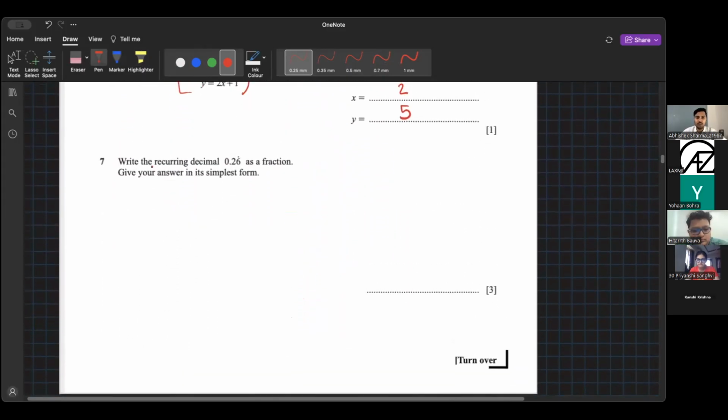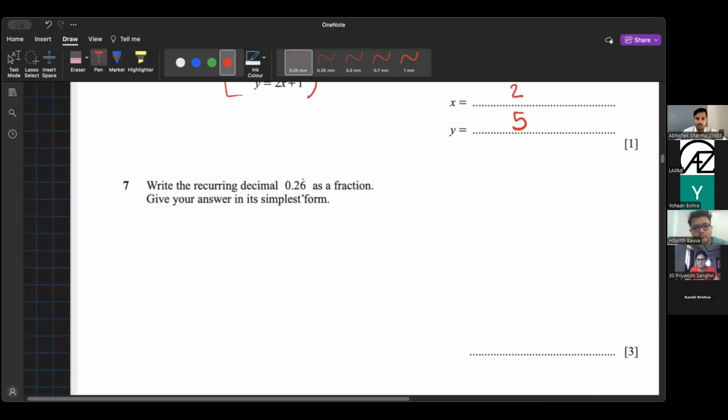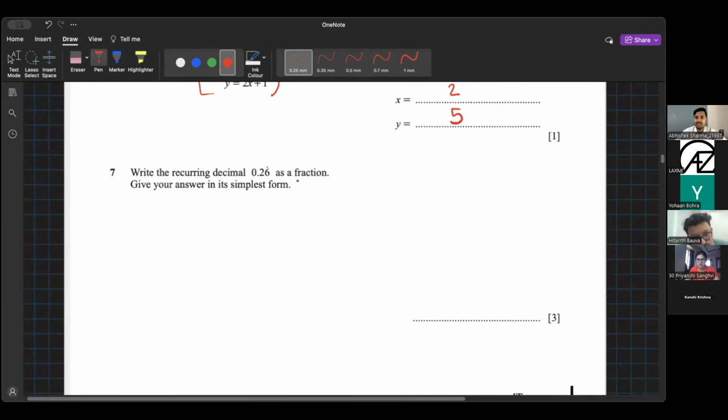Next, this is a very good question. It says write the recurring decimal 0.26, and you can clearly see that there is a dot above the number 6. That means only 6 is recurring, 2 is not recurring. So this number can be written as x equals 0.26666 and so on like this. Okay, and we have to write it as a single fraction in its simplest form.